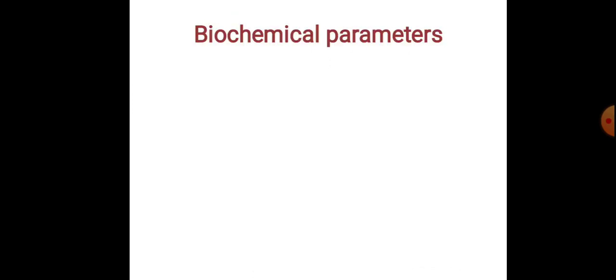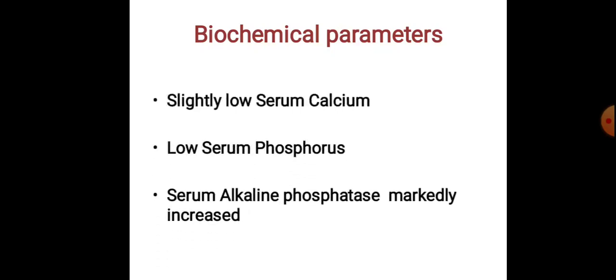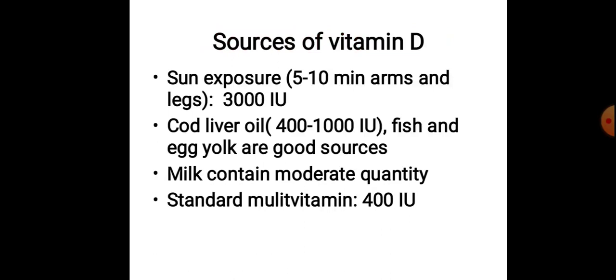What are the biochemical parameters in osteomalacia? Here also there will be slightly low serum calcium and low serum phosphorus, and serum alkaline phosphatase will be markedly increased. Next, about the sources of vitamin D.